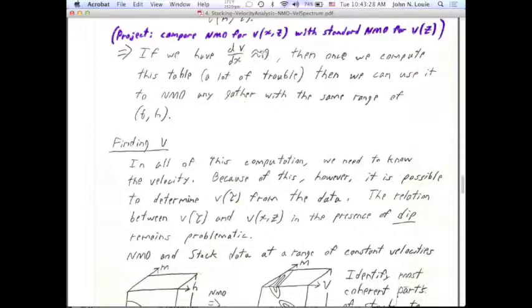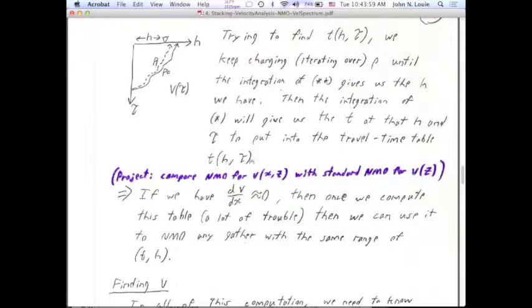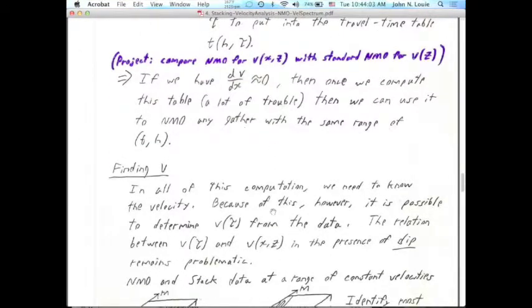If our lateral velocity variation is slow, so that the lateral derivative of velocity is about zero, then once we compute this table, which we can do very quickly with Vidali's code, we can use it to NMO any gather that has the same range of t and h. So basically, we're building a table of times versus h and tau. Okay, so that's a travel time table. And my Kirchhoff migration routines, especially my CMIG routines or LATMIG routines, use this idea. They assume laterally invariant velocity, and the first thing you do is feed it the travel time table.